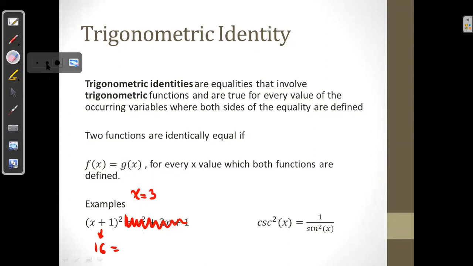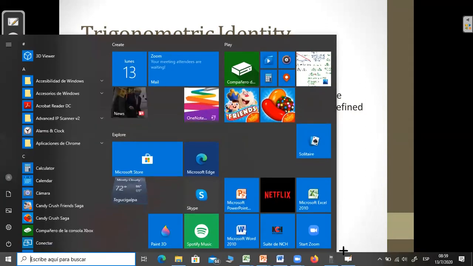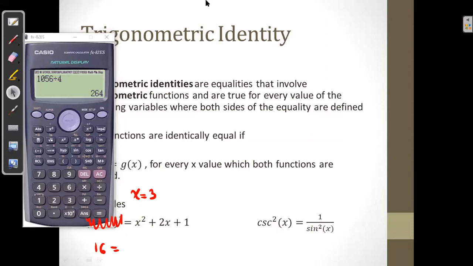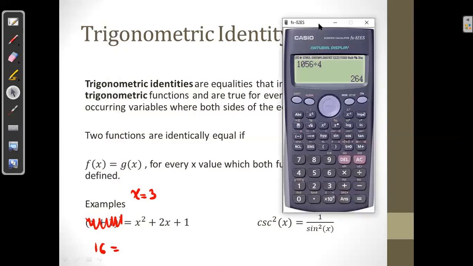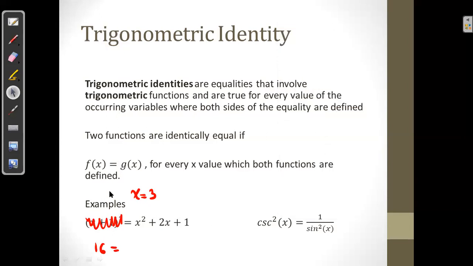So we're going to see now if this 16 is equal to the other expression, taking x as 3. Then you're going to have 3 to the second power plus 2 times 3 plus 1. I'm going to help you with the calculator. If it gives me 16, it means they are identical. They are identical if, for every value that you choose, it can be 3, it can be 16, it can be 20, any value, this happens. If that's happening, it means they are totally identical.